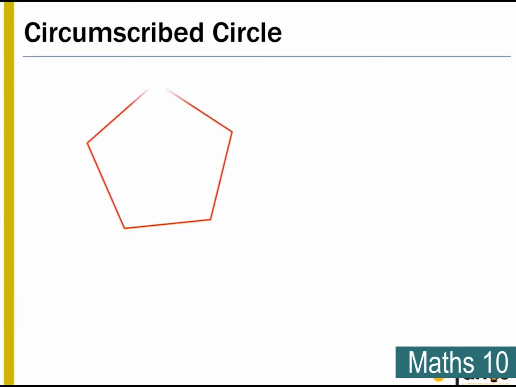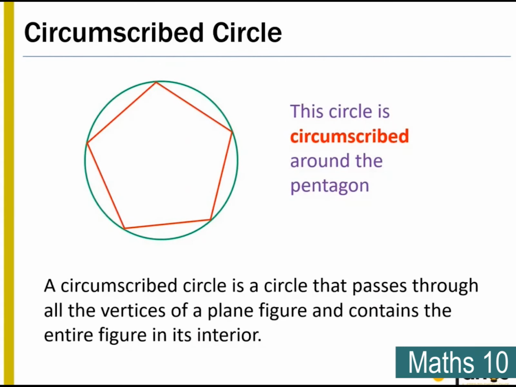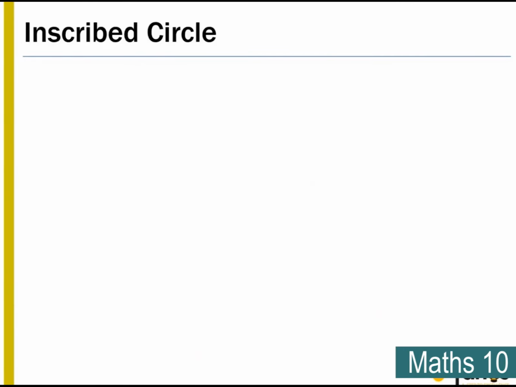Circumscribed circle. Here's a pentagon. This circle is circumscribed around the pentagon. A circumscribed circle is a circle that passes through all the vertices of a plane figure and contains the entire figure in its interior. So this green circle passes through all 5 vertices of the pentagon and contains the entire pentagon in its interior.